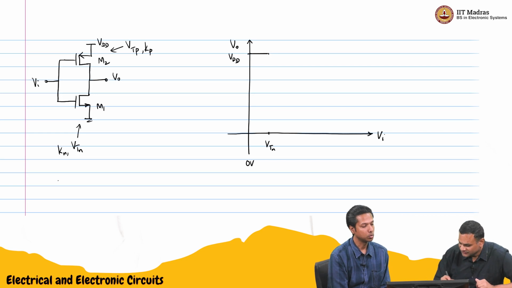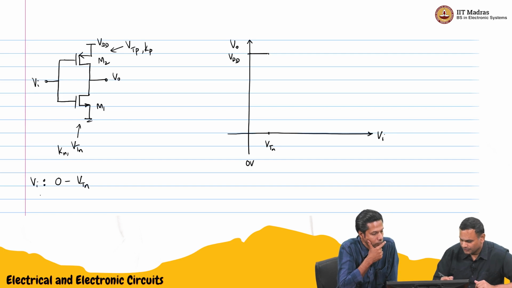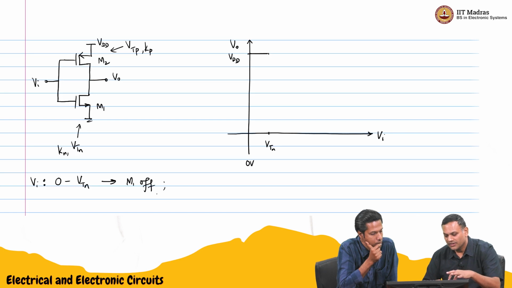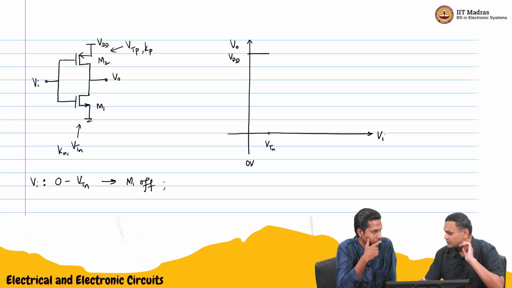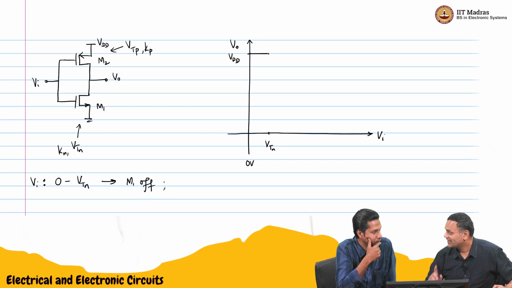M2. Okay. So we'll write the state here. When it goes from 0 to Vtn, M1 is off, no? But M2, VSG, actually it is very large compared to VDSAT. And there is no current. VSG is very large. So maybe saturation? Well, we'll see.